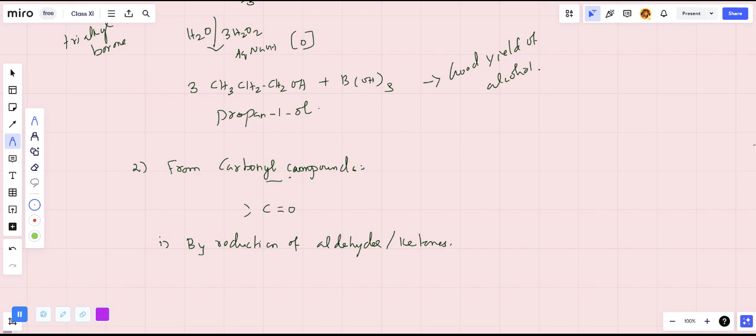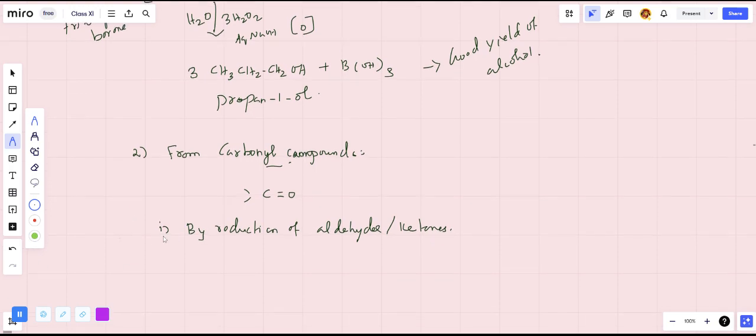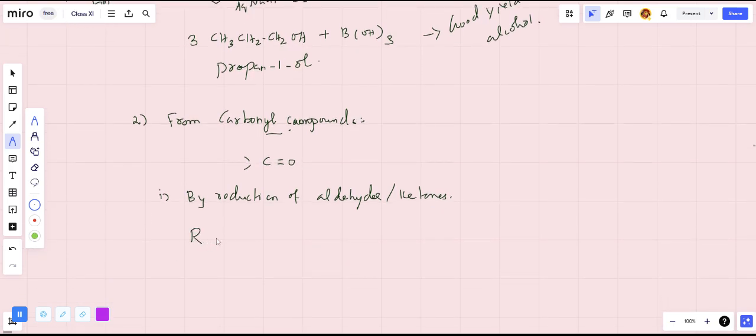We will see that. First we will see aldehyde, RCHO. With hydrogen in the presence of palladium or platinum as a catalyst, this CHO group is converted to a CH2OH group. So that is a primary alcohol. An aldehyde is reduced to a primary alcohol.